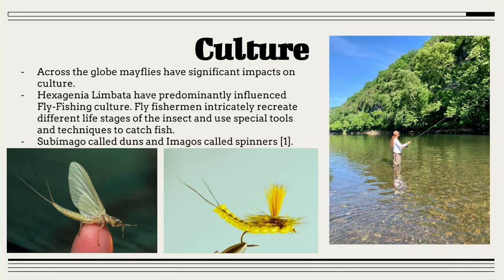The Hexagenia limbata have predominantly influenced fly fishing culture, especially here in America. Fly fishermen intricately recreate different life stages of the insect and use special tools and techniques to catch fish. Here's actually a photo of me fly fishing on a river in Tennessee. And what's really interesting is fly fishermen call subimagos duns and the fully sexually mature stage spinners. And here's a really good example of how they recreate the mayfly.